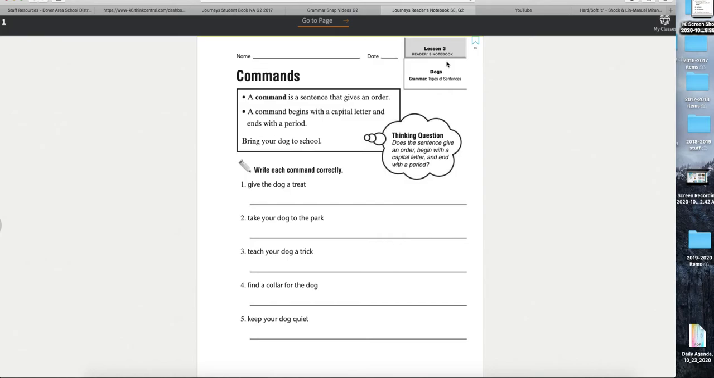Thanks, Mackenzie. Fantastic, hon. Yeah, you can start writing. It's right there in front of you. I'm not going to rewrite it on the board because it's right there. Page number 35. Make sure you're on page number 35, friends. Give the dog a treat is the first sentence. Make sure you put a capital at the beginning, a period at the end.